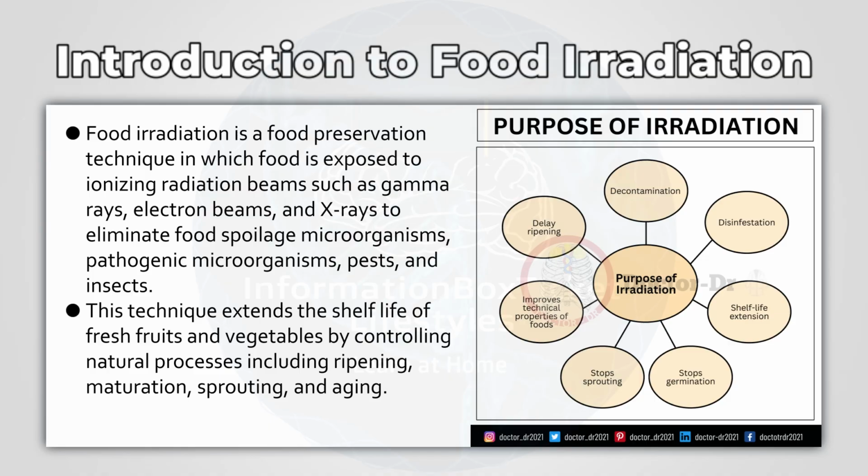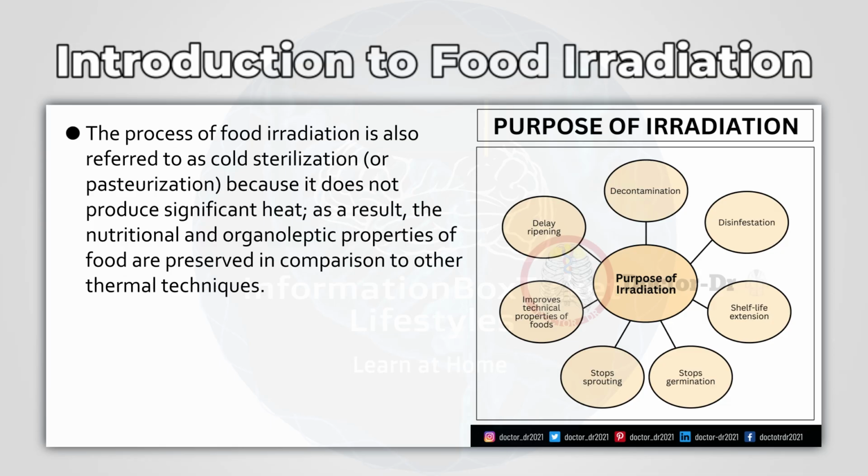This technique extends the shelf life of fresh fruits and vegetables by controlling natural processes, including ripening, maturation, sprouting, and aging. The process of food irradiation is also referred to as cold sterilization or pasteurization because it does not produce significant heat. As a result, the nutritional and organoleptic properties of food are preserved in comparison to other thermal techniques.